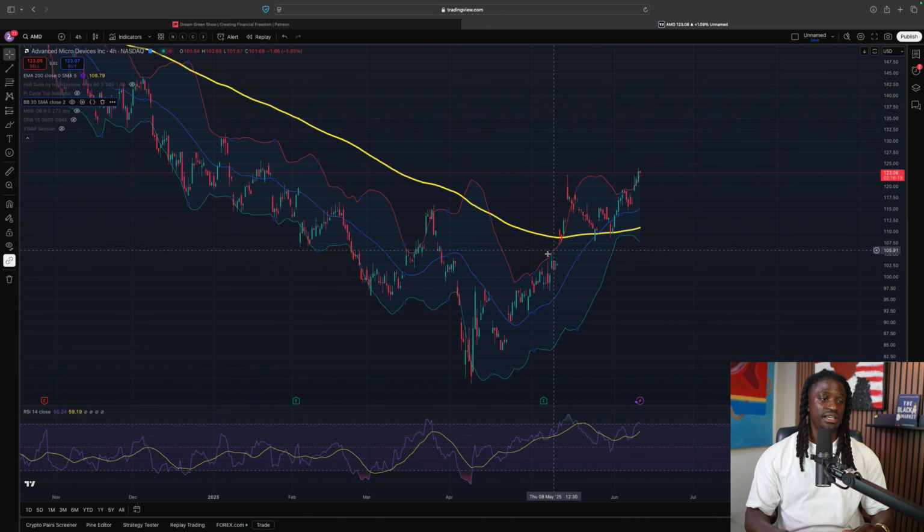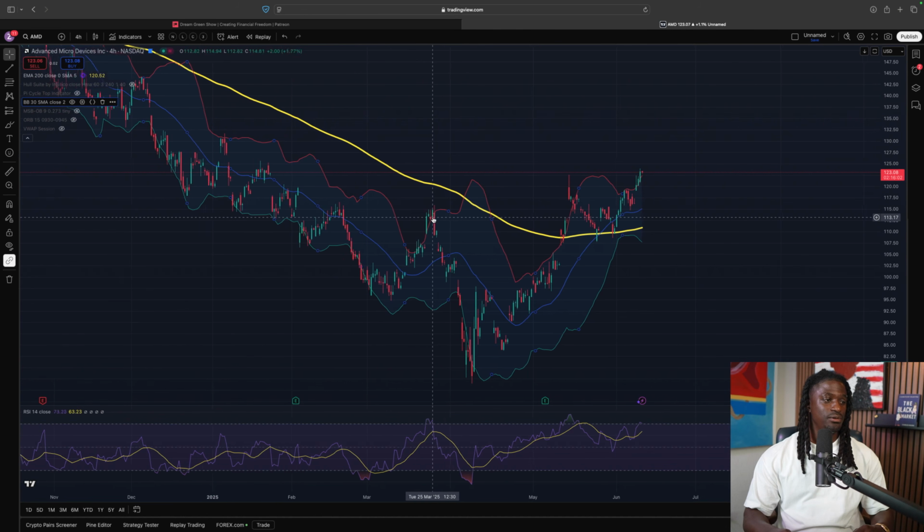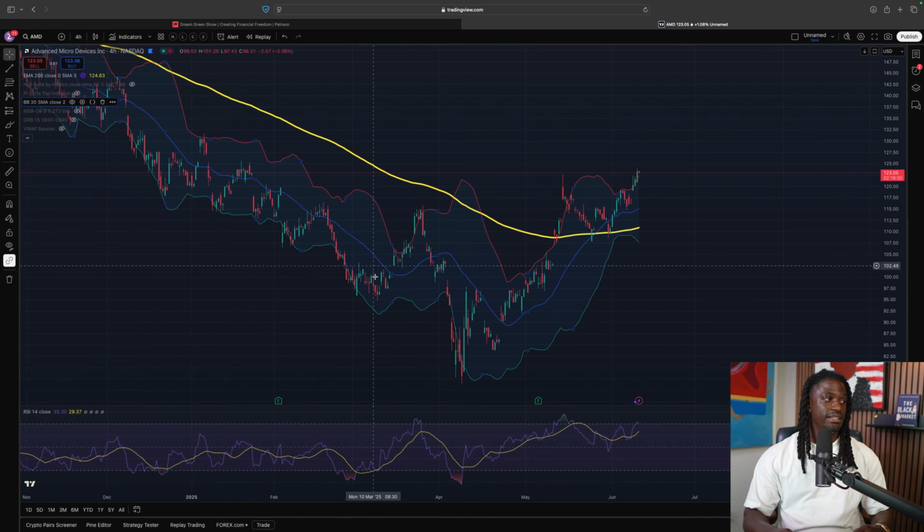So now it's going to take the last 30 bars, right? Average that out, give you the blue line, and give you plus or minus 2 standard deviations when it comes to AMD. Now, this is what I absolutely love about adding in the Bollinger Bands, the RSI, and also the 200 EMA.